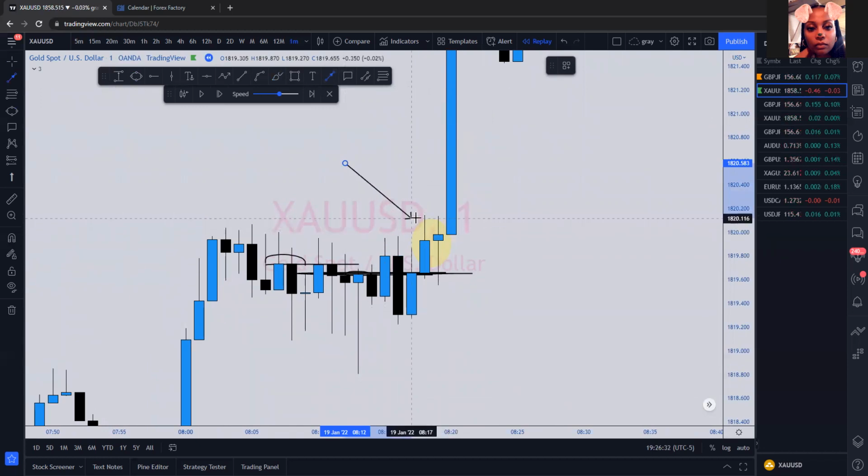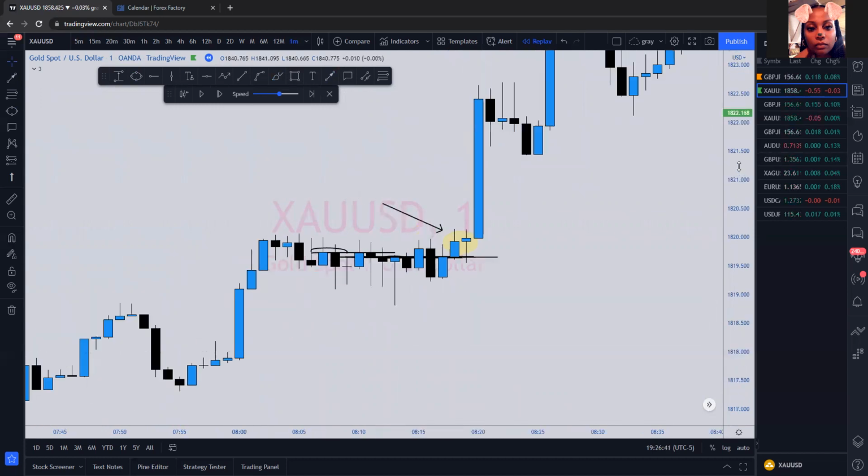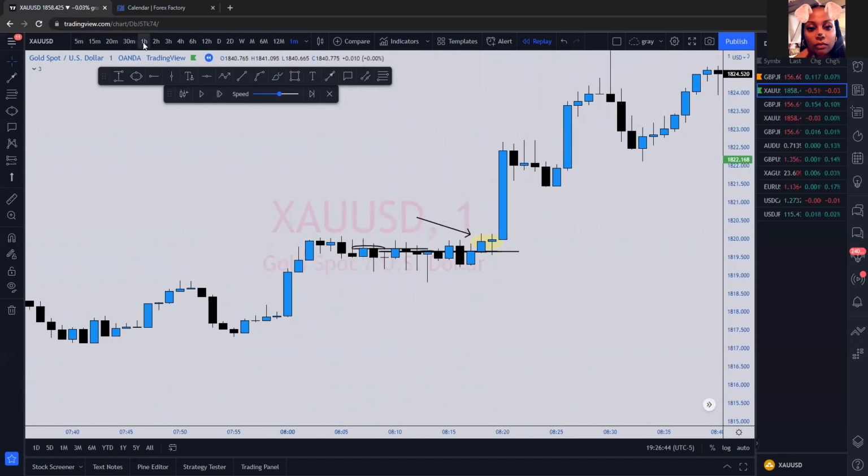Just like the time frames, the markets are fractal. So what happens on the higher time frames happens on the smallest time frame too. Does that make sense? Yeah.